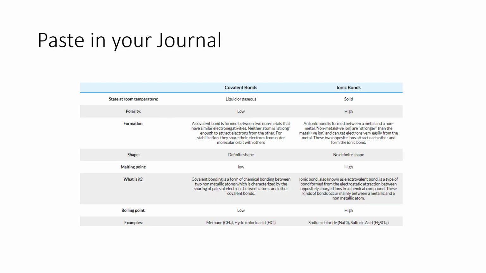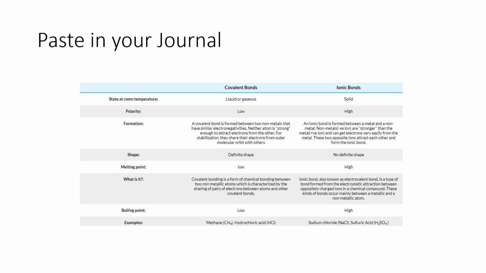So here on this slide, this is just some information that you guys would need. You can take a screenshot of it with your phone, or if you want, you can write it down. This just lets you know that at room temperature, covalent bonds are usually liquids or gases. If you have an ionic bond, they're usually going to be solids at room temperature. And then for polarity, remember, covalent bonds have low polarity or are non-polar, whereas ionic bonds are always going to have a high polarity due to the distribution of the electrons.